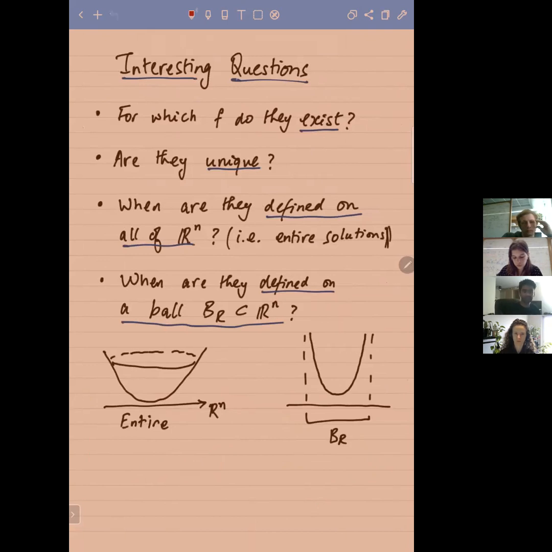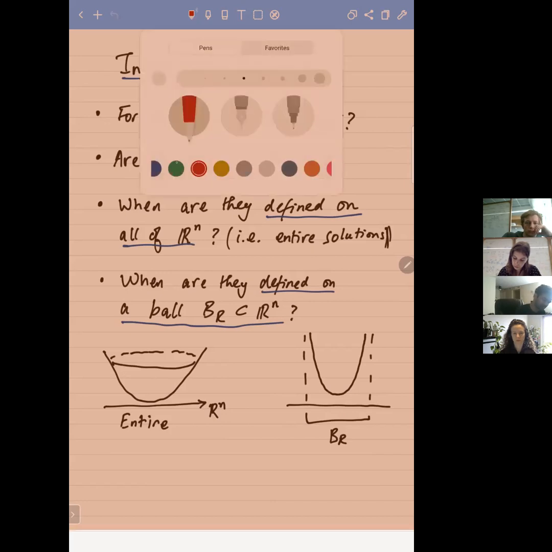So the interesting questions here are: for which functions f do these exist? If they exist, are they unique? And another really interesting question is, when are they defined on all of R^n, extending outwards over all of R^n, and when do they only exist on some finite, bounded domain? These are interesting questions that I want to answer.